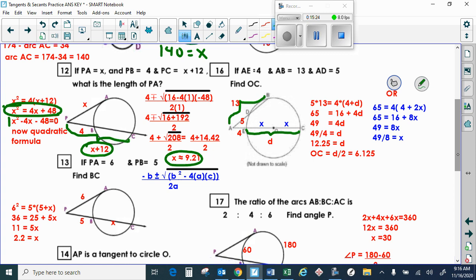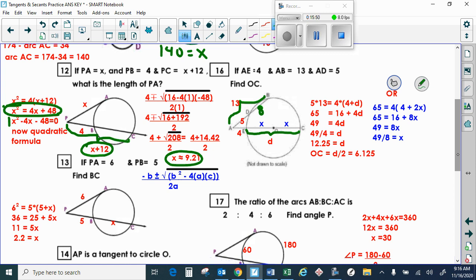All right, 16. Again, we have a tangent. No, we have two secants in this case. Notice two secants, not a tangent and a secant, two secants. Okay, so I have AE is 4, AB is 13, and AD is 5. So if that's 5, that's 13, that makes this piece 8 right there.